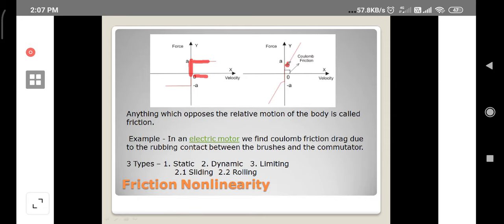And after the velocity starts increasing, or the body moves, what happens? The friction also increases, in the opposite direction. Here this friction is increasing, but here the friction is constant. Anyway, friction is nonlinear. This is not at all possible in a linear system.